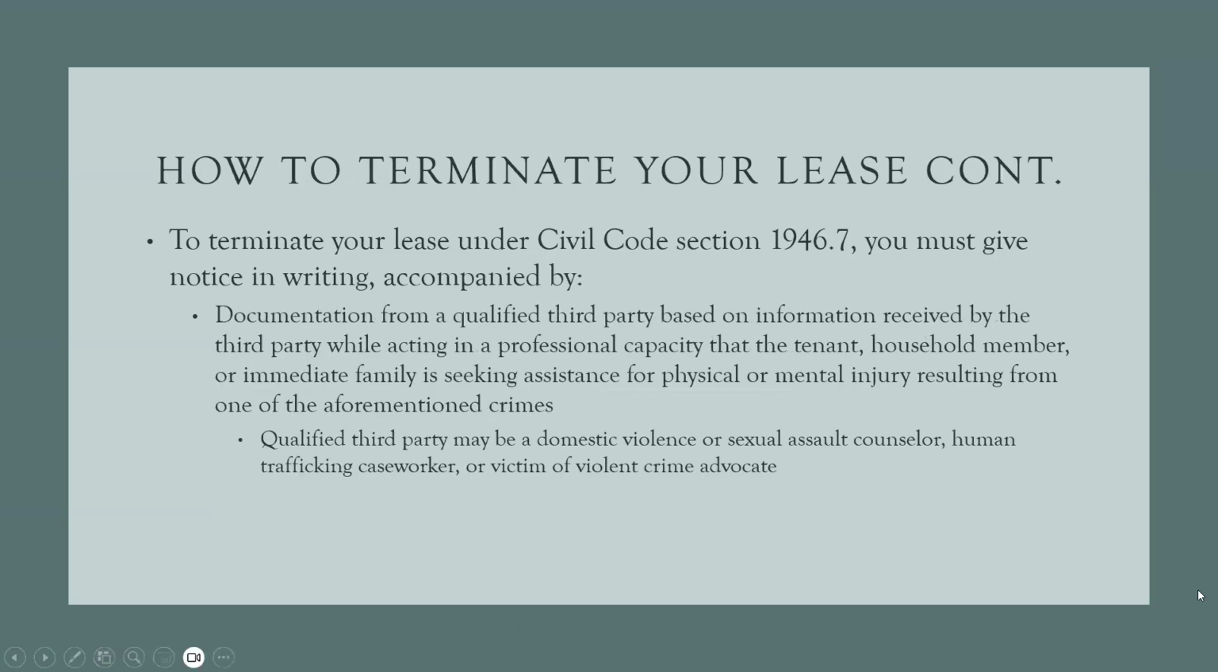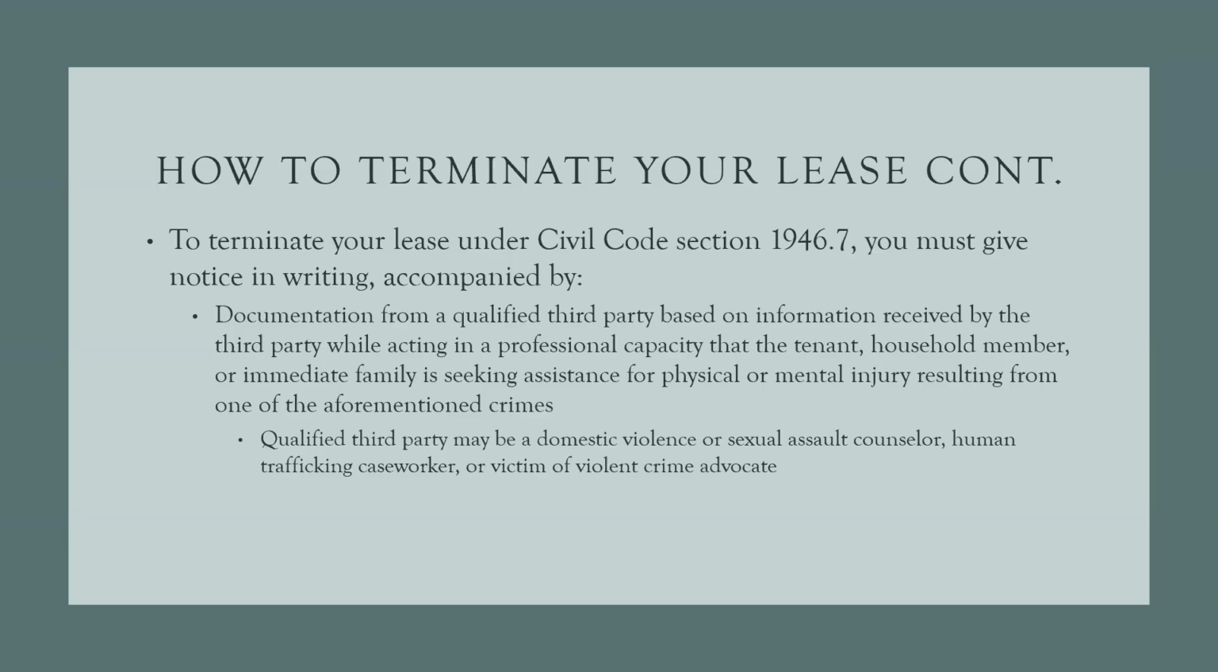Or, and this is a really helpful one too, you could provide documentation from a qualified third party, based on information received by the third party while acting in their professional capacity, that the tenant, household member, or immediate family member is seeking assistance for physical or mental injury resulting from one of the crimes we just spoke about. So what's a qualified third party? A qualified third party could be a counselor, whether that's a domestic violence or sexual assault counselor, a therapist, a human trafficking caseworker, or a victim of violent crime advocate.